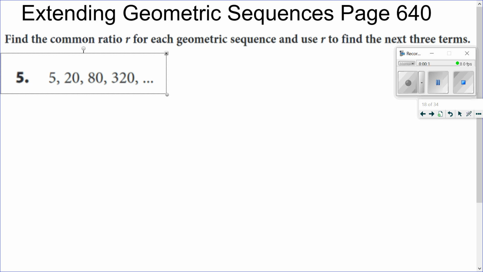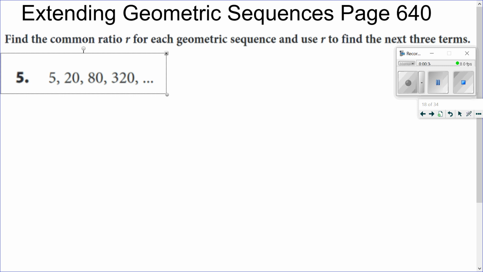So let's begin. It says to find the common ratio for a geometric sequence and use R to find the next three terms. So those are the two steps we're going to do. First, you're going to find the common ratio, and then we're going to use that ratio to find the next three terms. To find the common ratio, when you hear ratio, you should think fraction. And when you think fraction, you should think division.